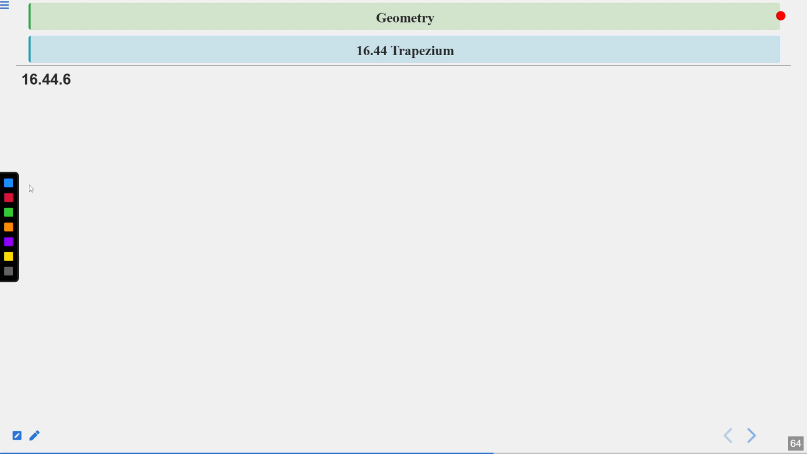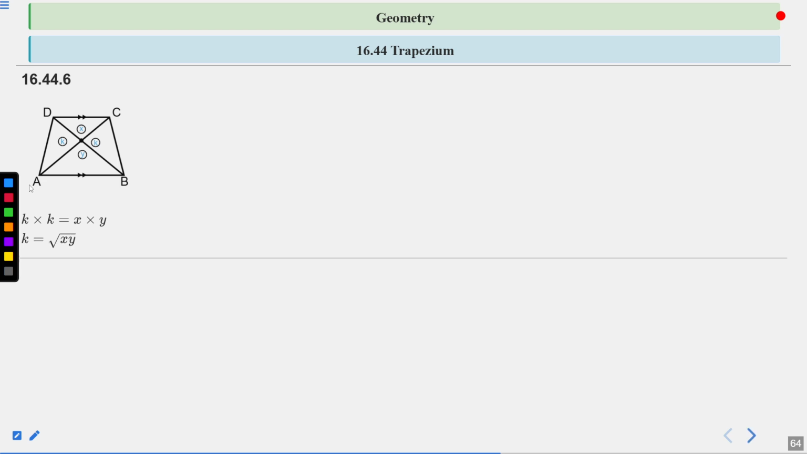Now the formula related to trapezium. So this is the diagram of the trapezium where we let X, Y and K be the areas. So we can say that K into K equals X into Y. So K will become under root X into Y. If we need to calculate the value of K, it will be K square equals X into Y, so K will become under root X into Y. Next one.